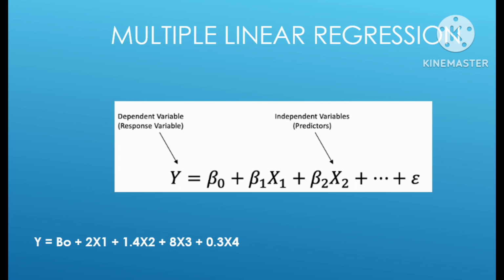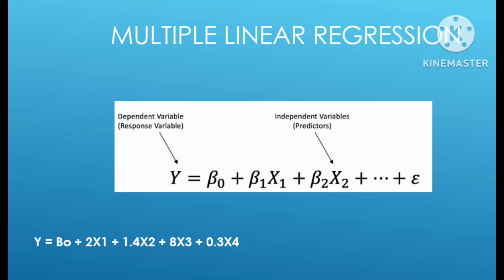Now let me explain the significance of beta 1, beta 2, that is, the slope. Consider this example. Suppose, for the assumptions, we are not bothered about what y, b0, and x1, x2 are. Just concentrate on the values of beta 1, beta 2, beta 3, and beta 4. What do these values represent? These values represent the impact of these factors in predicting y.